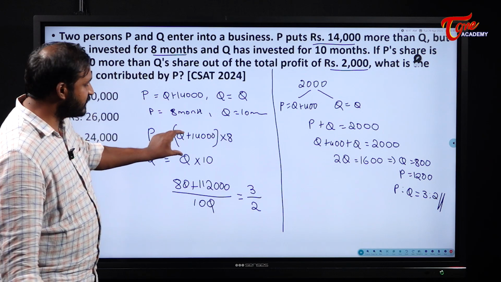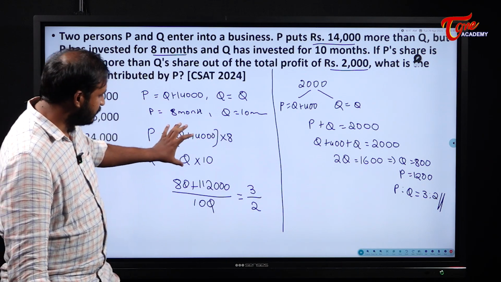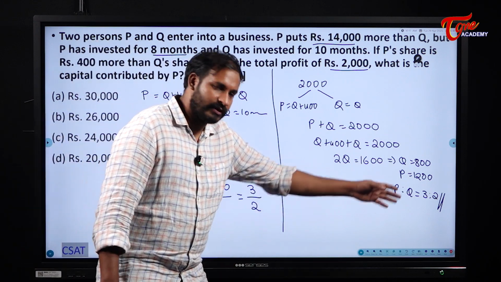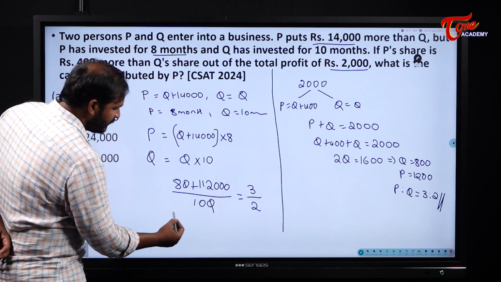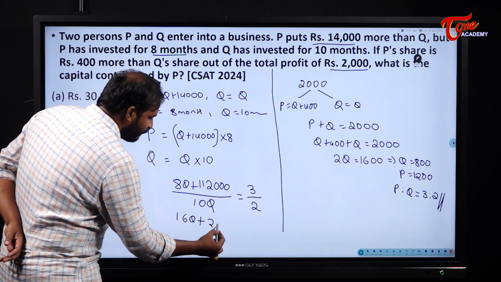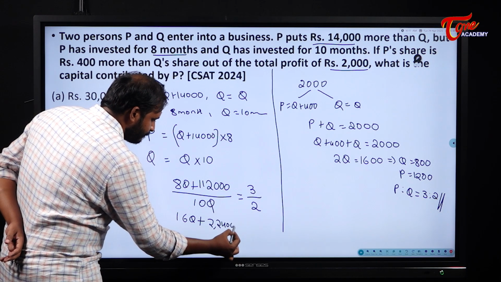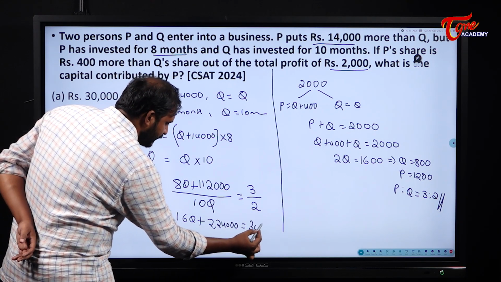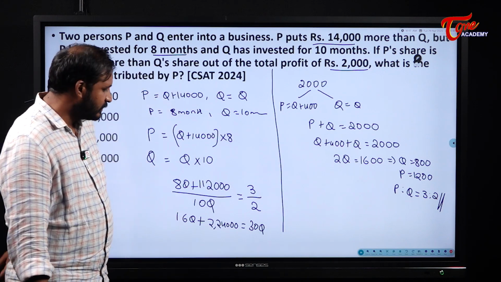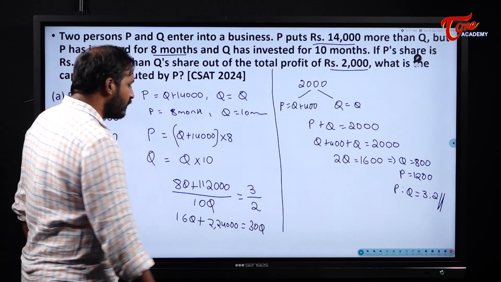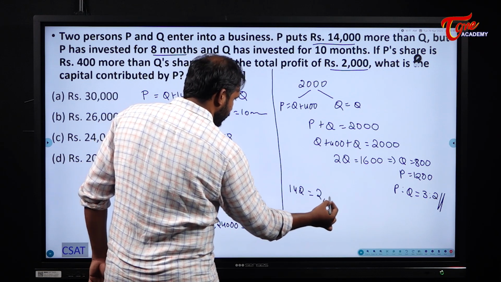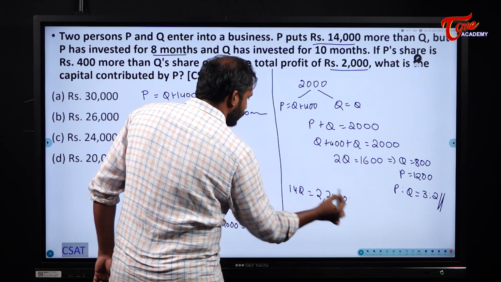Why? Because this is their total investment, and this ratio should be equal to the profits ratio. The profits ratio we got is 3:2. Now cross multiplying: 16Q plus 2,24,000 is equal to 30Q. So when I send this 16Q across, it becomes 14Q is equal to 2,24,000.